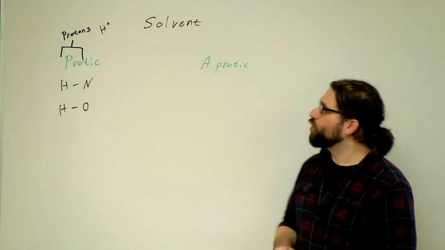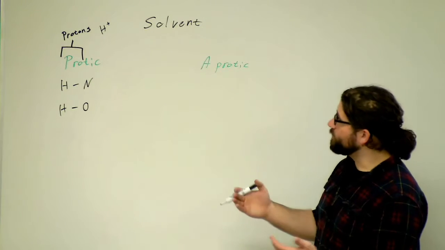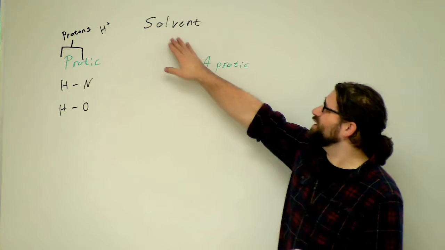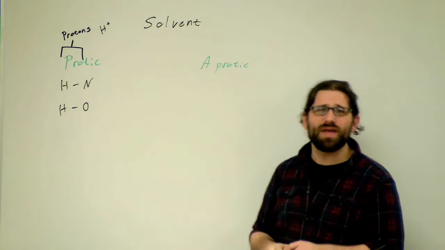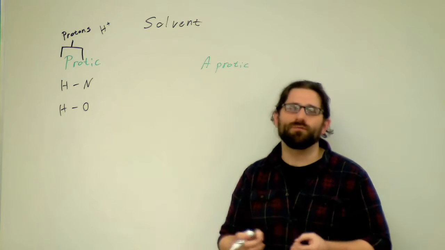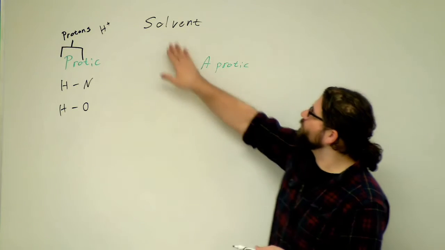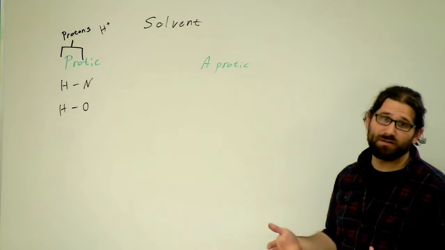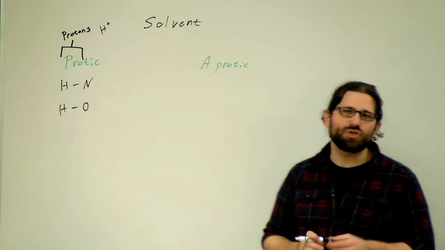An aprotic solvent is referencing a solvent that doesn't have hydrogen bonding. It's still going to, by definition, a solvent is going to have some polarity in the molecules. That's what allows it to dissolve these things. And so when we're looking at a solvent, we're really looking, does it have hydrogen bonding or does it not? So let's look at some examples of each one.